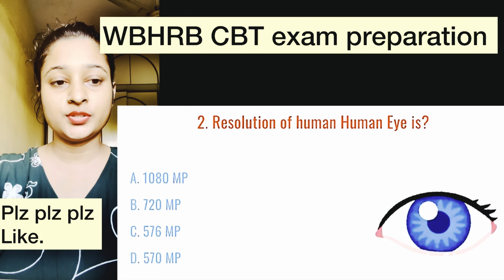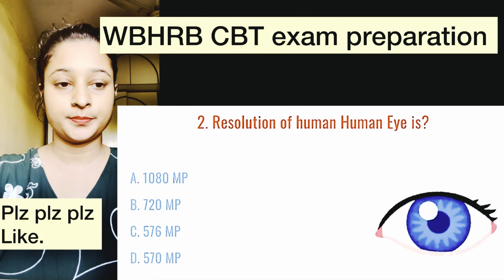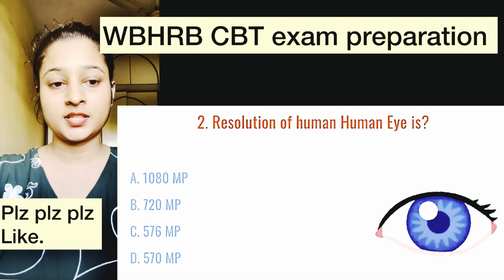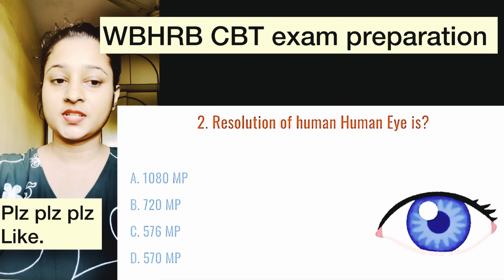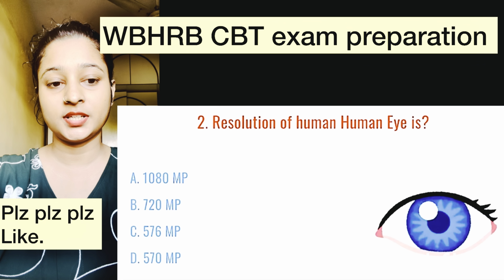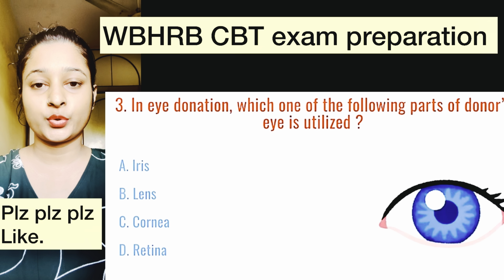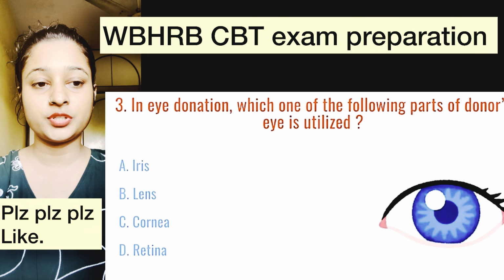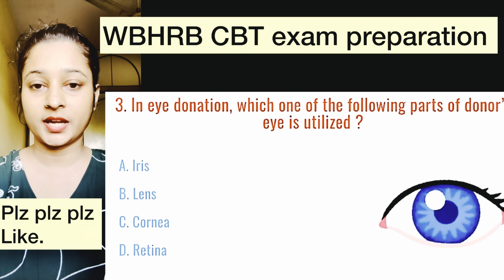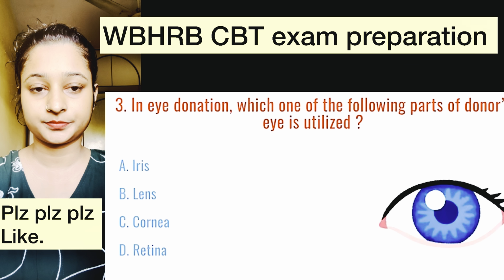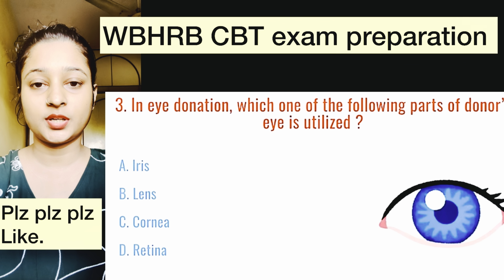Question number 2 is resolution of human eye is option A is 1080 megapixel, option B is 720 megapixel, option C is 576 megapixel and D is 570 megapixel. Here, correct option is option C, 576 megapixel. Question number 3 is in eye donation, which one of the following part of donor's eye is utilized? Option A is iris, B is lens, C is cornea and D is retina. Here correct option is option C, cornea.